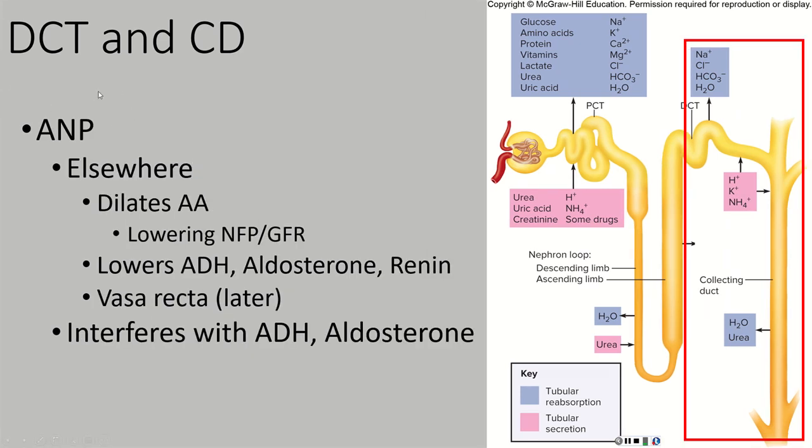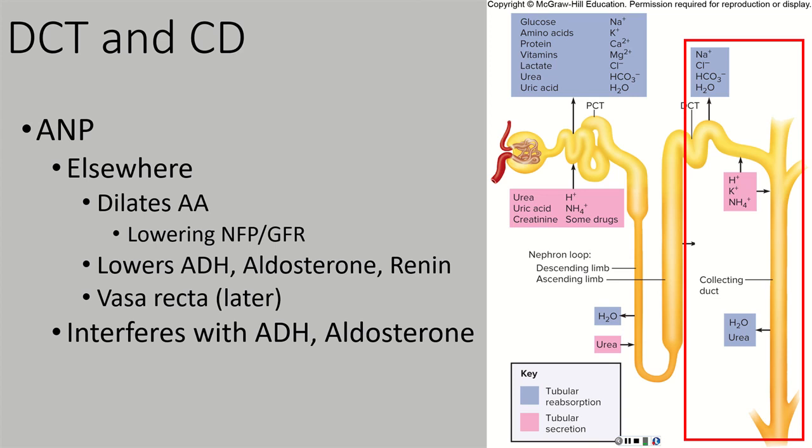Atrial natriuretic peptide, ANP. We saw that way back in cardiovascular. Elsewhere, in addition to the tubules, it dilates the afferent arteriole. If we dilate the afferent arteriole, we would increase NFP and GFR. So that's a typo on here.